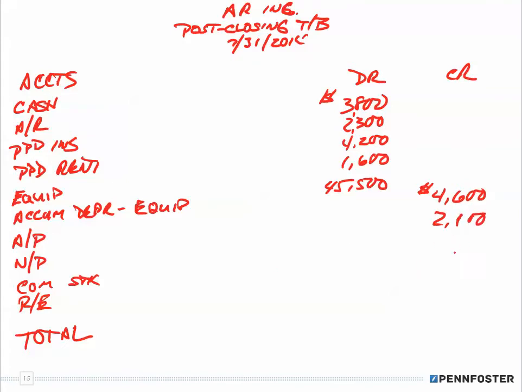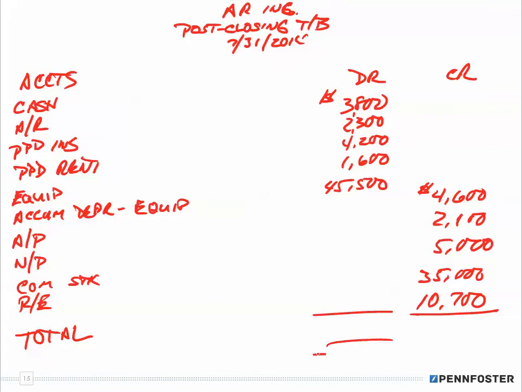Notes payable was 5,000. Common stock was 35,000. And our retained earnings was 10,700. Okay, so we draw a line, do the math. Since it's a final number, it gets a double underline, and that's 57,400. We put the $ sign because it's a dollar, not a decimal.